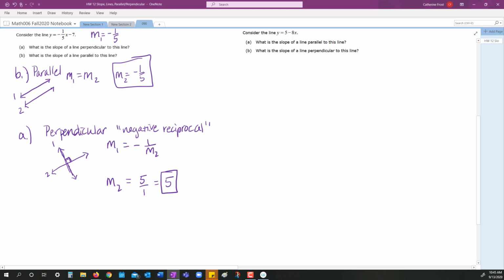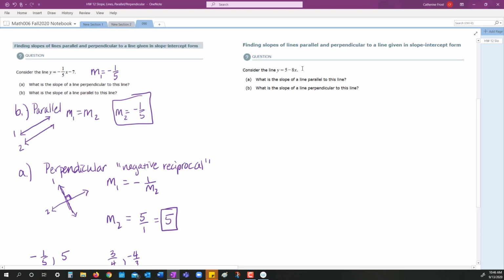In general, negative reciprocal pairs of numbers can take a little practice noticing what they look like. We just saw -1/5 and 5 would be a pair of perpendicular slopes. We could also have -2 and +1/2, or 3/4 and -4/3. You have to have both things: opposite sign and flipped. Okay, so let's do another of these.